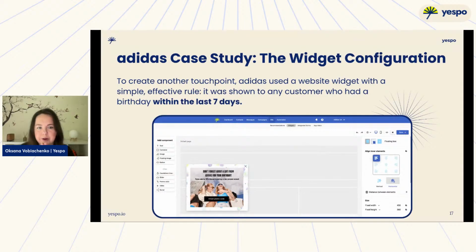And about the widget, the display rule was simple. Everyone whose birthday was within the last 7 days, only this audience saw the widget. And if they missed the mail reminder, the widget says something like, forgot your gift?